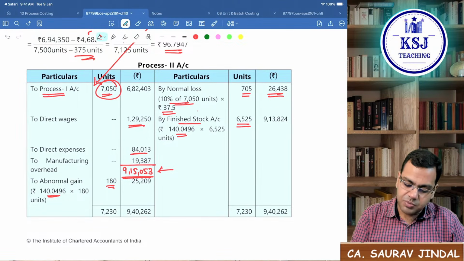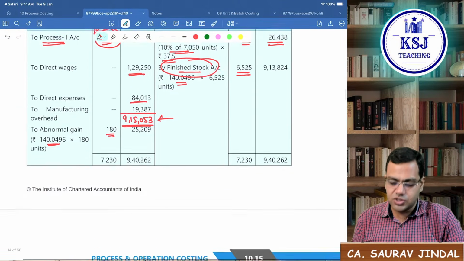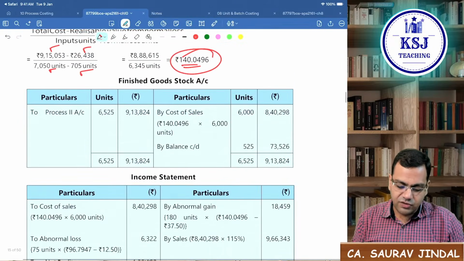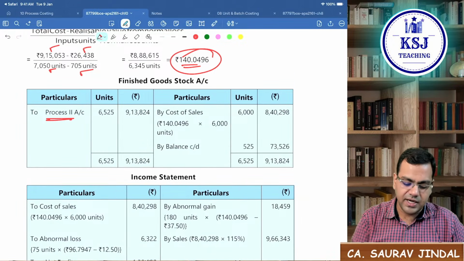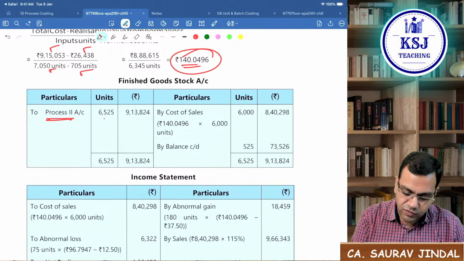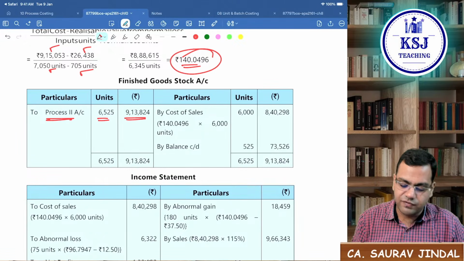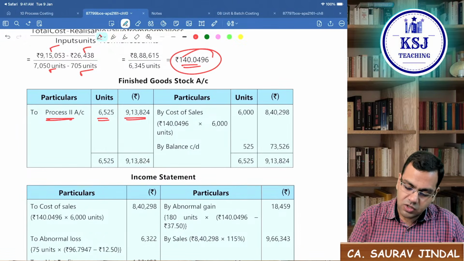Now from this process 2, you are transferring it to finished stock. So here they have taken it to the finished stock account, what you are getting from process 2, 6525 units at 913,824. What is the cost of sales?